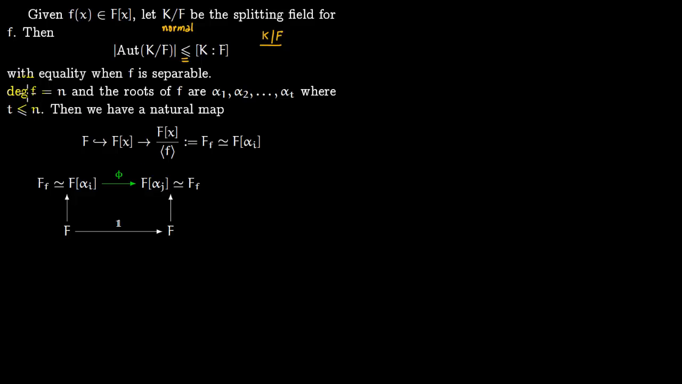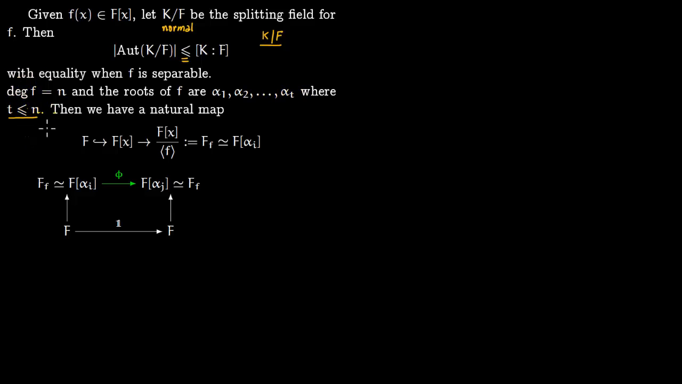So let us start with an irreducible polynomial, and then we can consider a general polynomial like this. Say you have an irreducible polynomial f of degree n, and say the roots of f are alpha 1, alpha 2, all the way to alpha t. Obviously t has to be less than or equal to n. If the degree of f is n, you can have at most n roots. Now in case f is separable, you will have precisely n roots. If you're not assuming separability, then t would be less than or equal to n.